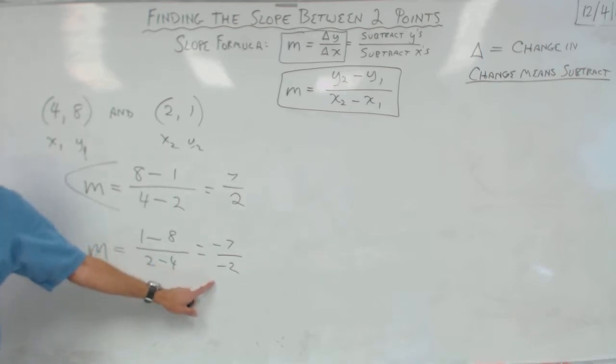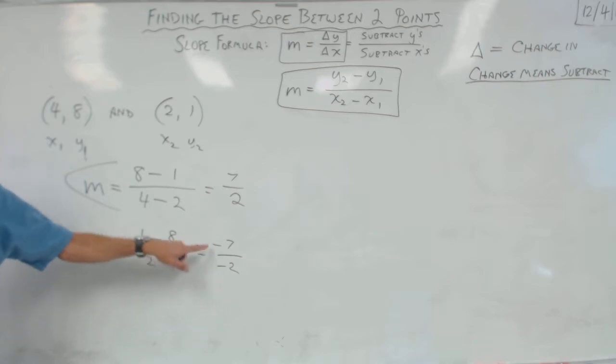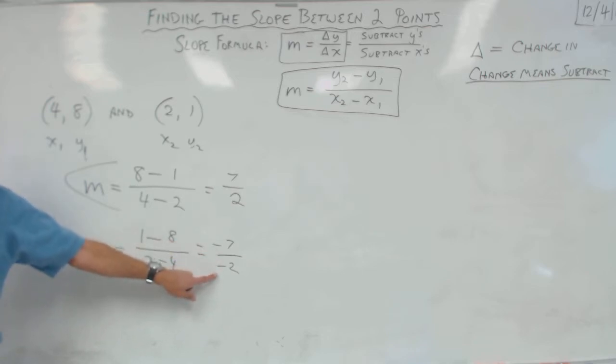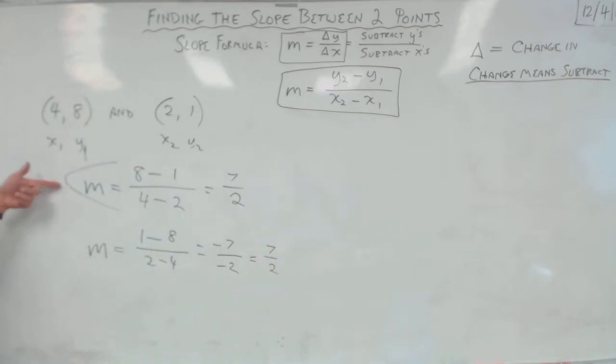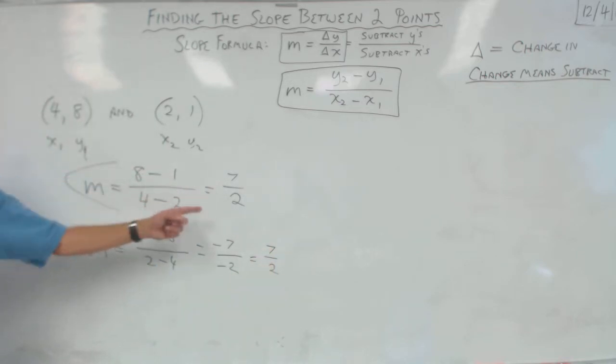And if you leave it like that, you will get a point taken off on the exam. Why? Because it's positive. Negative divided by negative is a positive. So it is 7 halves. I think personally it's easier when you can keep it positive, keep it positive.